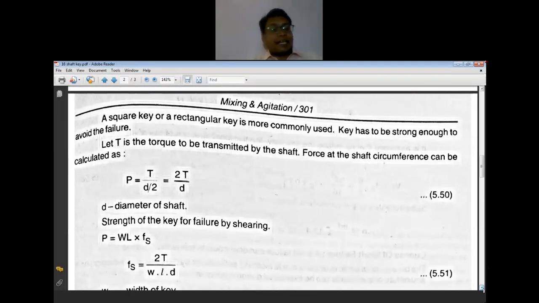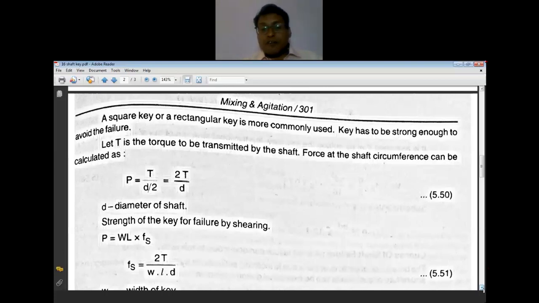While designing a key, we must understand where this power is coming from, which force is exerted on the key, and in which different ways the key can break. The applied power from the motor is transmitted to the gearbox, and this gearbox is connected to a shaft which gets rotated. So the applied power from the motor is transmitted to the gearbox and then to the shaft, and this shaft power will exert the force on the key.